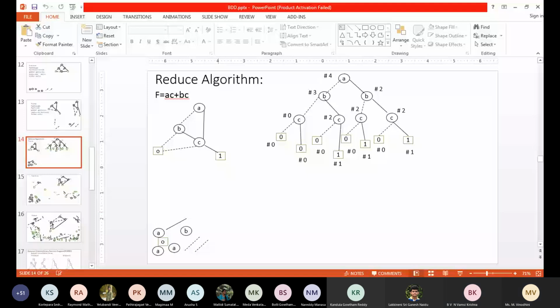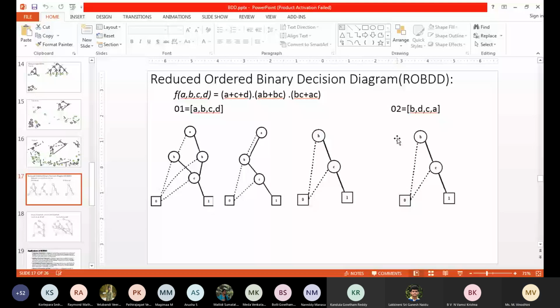So before the midterm test, we started with the binary decision tree, and we looked into the drawbacks of the binary decision tree. We tried three different methods used to convert the binary decision tree to a binary decision diagram, or reduced ordered binary decision diagram. I told you BDD or ROBDD or RBDD all are the same.